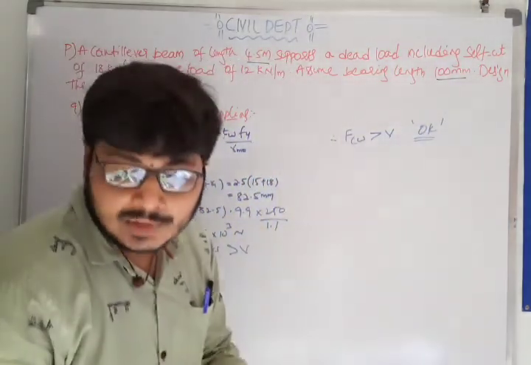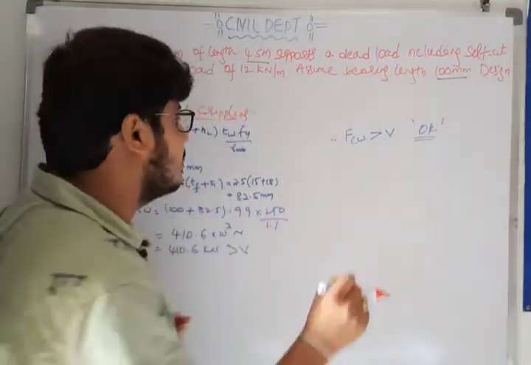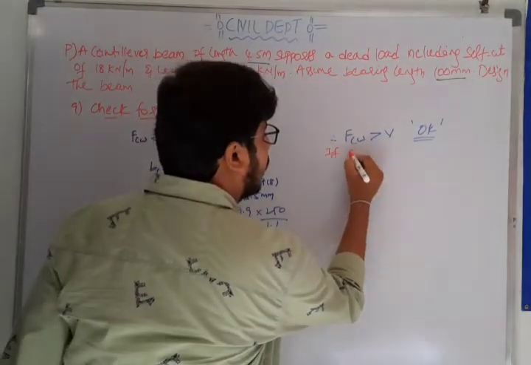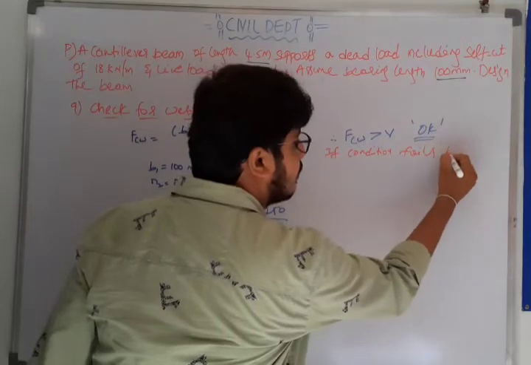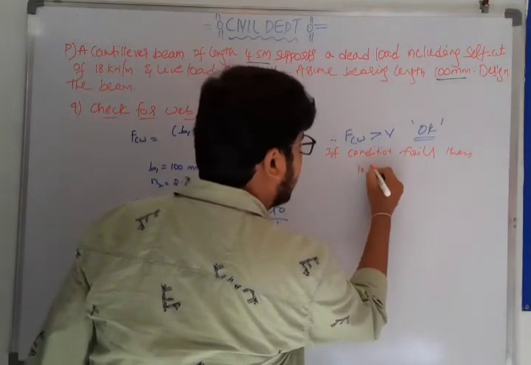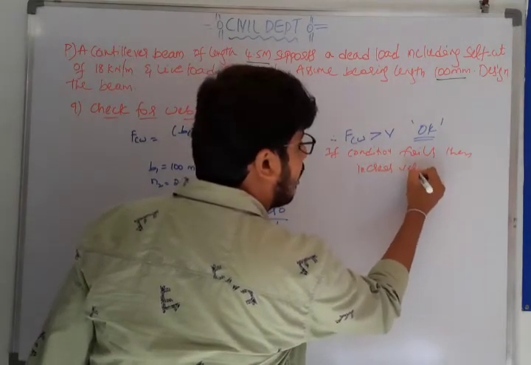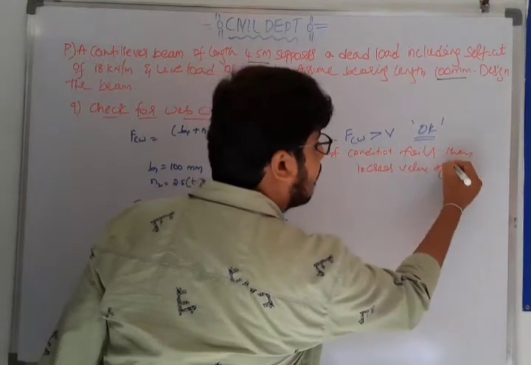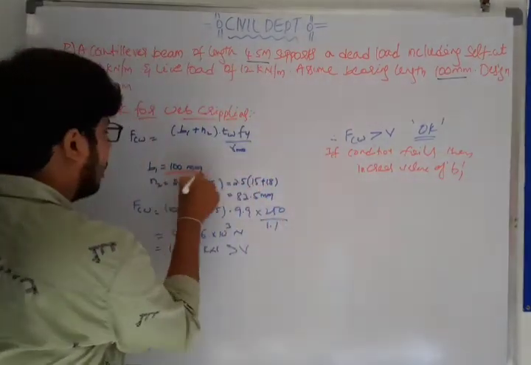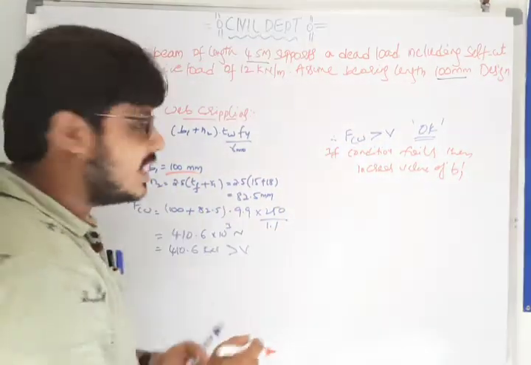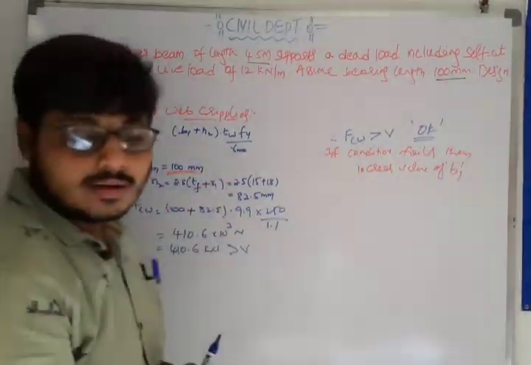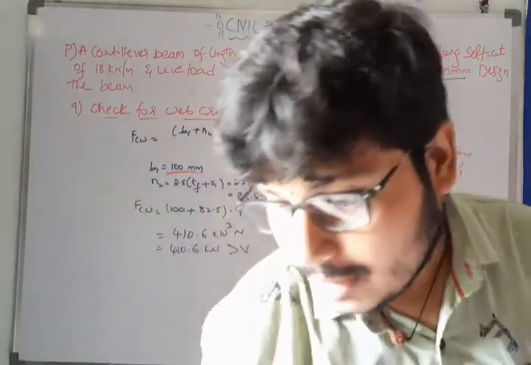Same here also. If the condition fails, then increase the value of B1. Okay, so this is the check for web crippling.